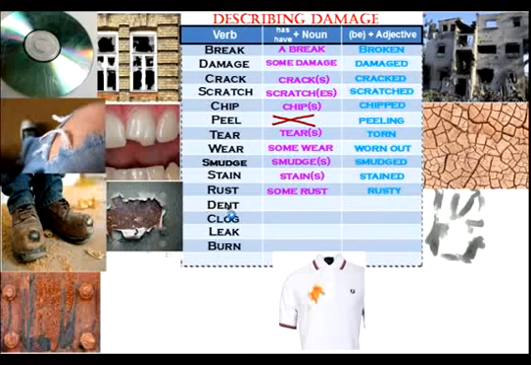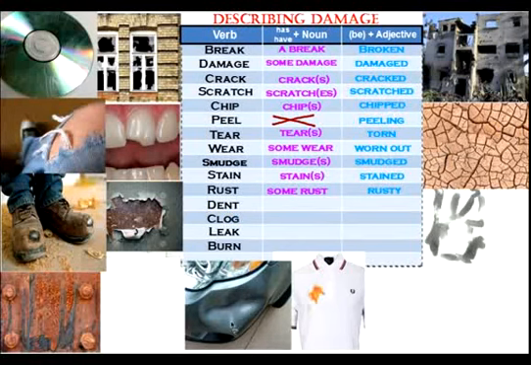Dent. Now, if I look at this car, somebody hit the corner of this car and they affected the metal, the plastic of the car, and there's like what we call a dent. So this is a dent. The car has a dent, or maybe dents, for many. Or it is dented as the adjective.